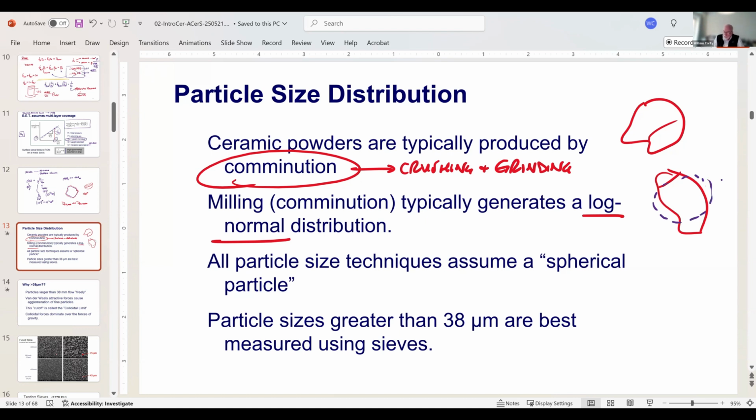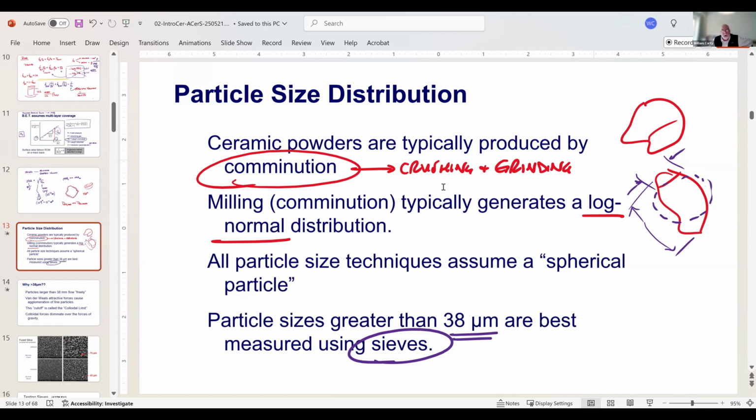And you say, well, you could argue that it follows this smaller size, or it could end up following this larger size. Okay, I agree. There are some flaws in the system. However, this information is really useful. Even though it assumes that the particles are spherical, we still get very useful information out of it. So sieves, okay, testing sieves, right, they work above 38 microns.